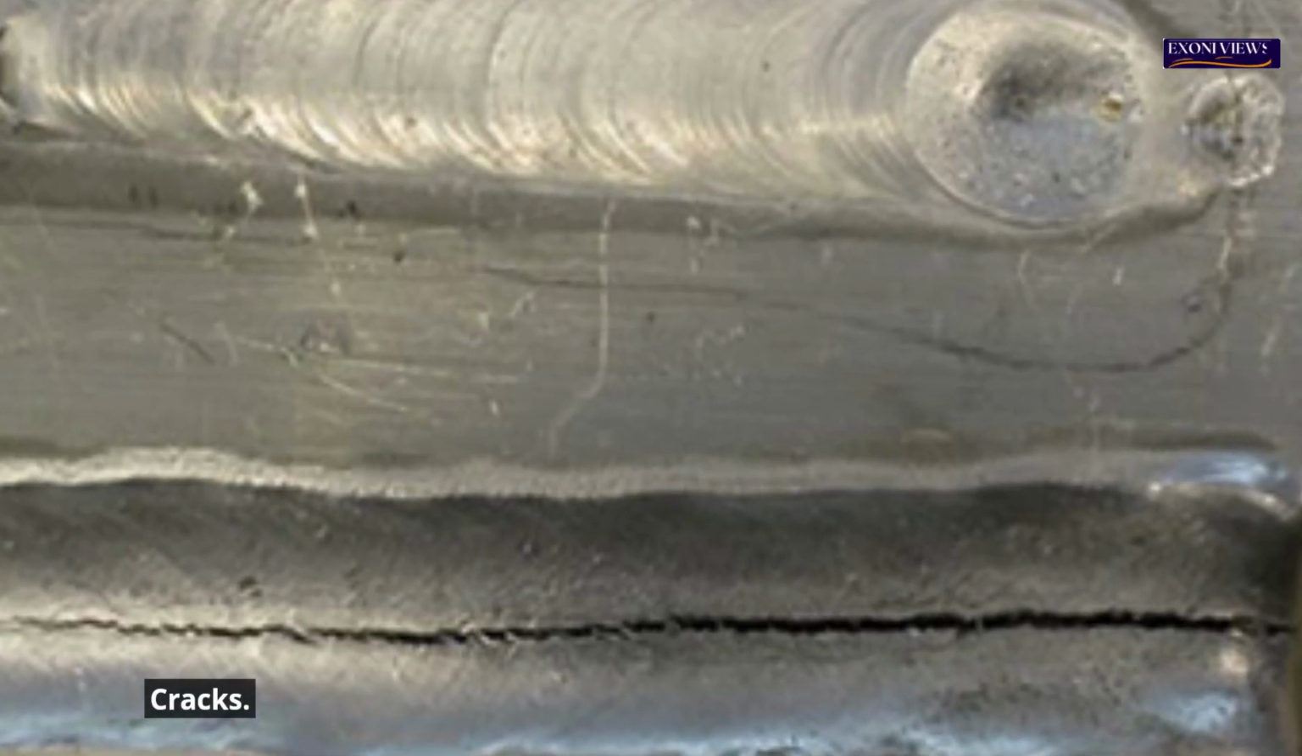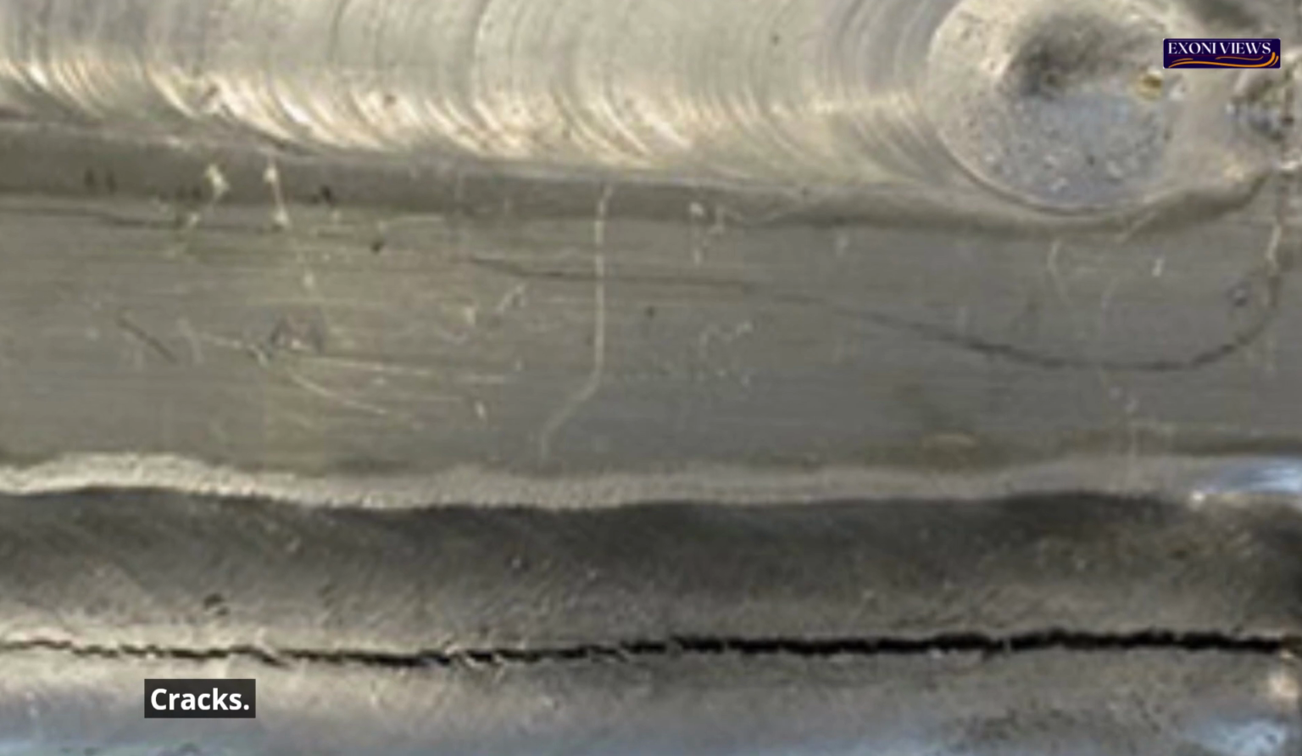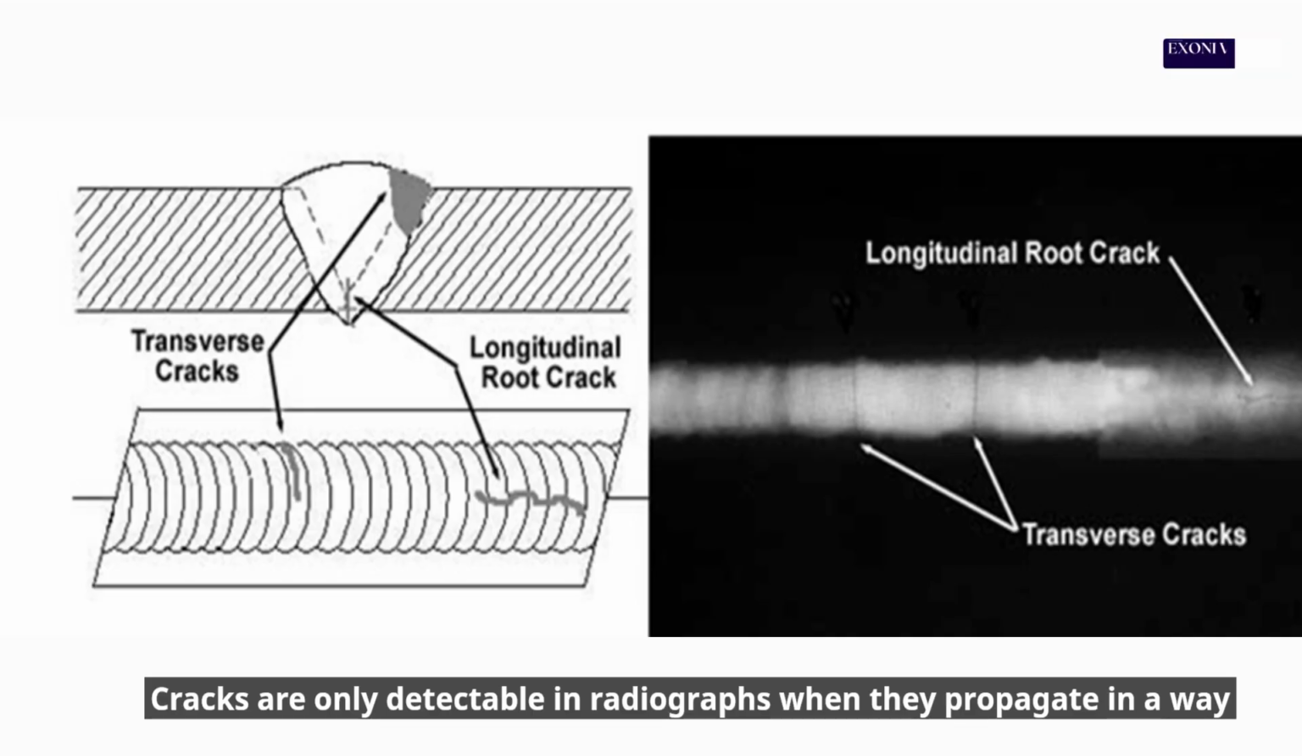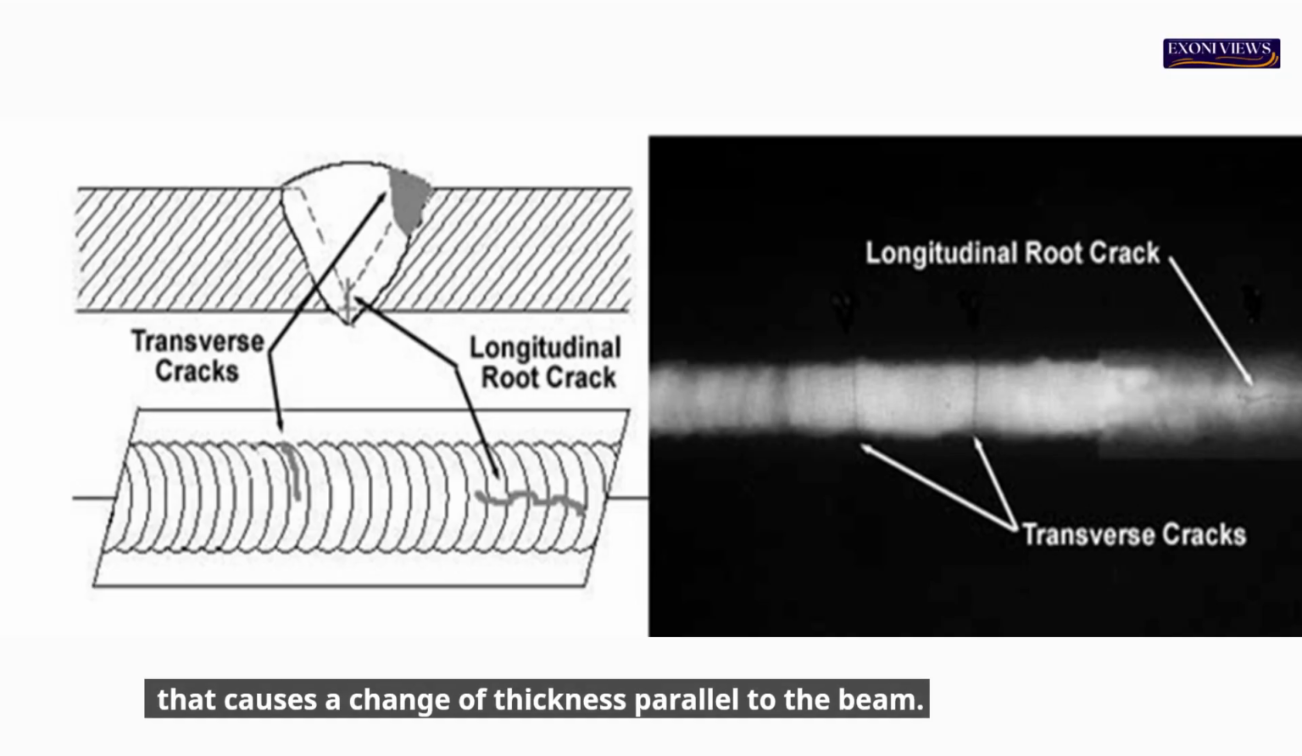Cracks. Cracks are only detectable in radiographs when they propagate in a way that causes a change of thickness parallel to the beam. Cracks appear as jagged, irregular, and sometimes very faint lines. Cracks may appear as tails, inclusions, or porosity.